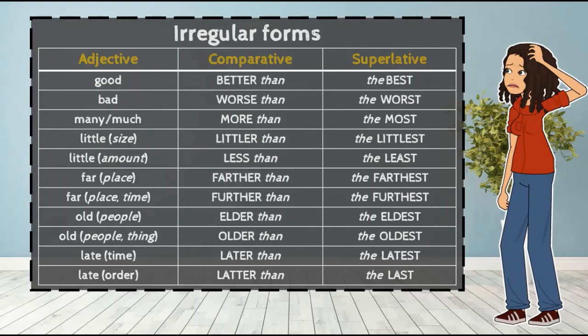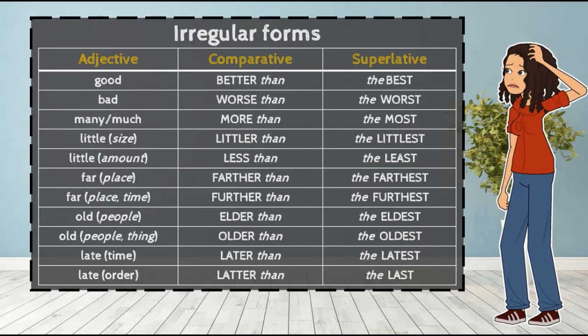While for little, you have to see the meaning that it brings, whether it refers to size or amount. If the little refers to size, it will be littler than, and the superlative will be the littlest. While if it's related to amount, it will be less than and the least. While for far, if it's related to place, you say farther or farthest, or you can also use further or furthest. While if you talk to refer to the time, you can only use further or the furthest.